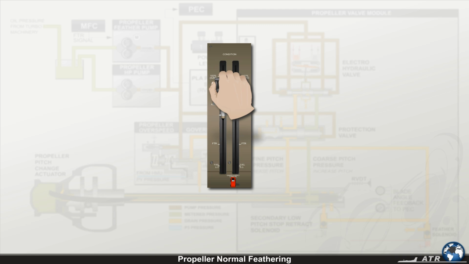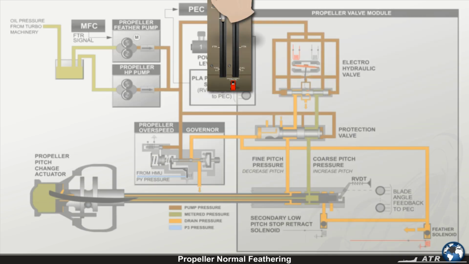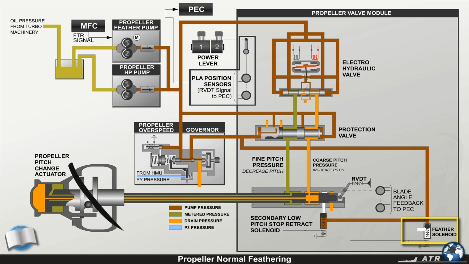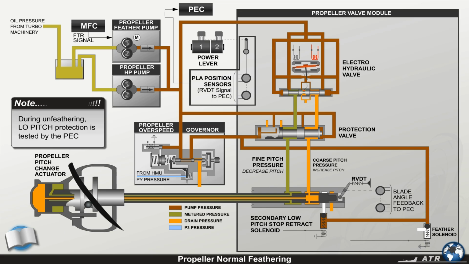When the condition lever is moved out of feather, the feather solenoid is de-energized, blanking off the drain, and the PEC begins the unfeathering sequence. This routes the hydraulic pressure from the high-pressure pump to the decrease side of the pitch change actuator. During unfeathering, the PEC will limit the decreased pitch rate until propeller RPM is near the selected governing RPM. Note, during unfeathering, low pitch protection is tested by the PEC.